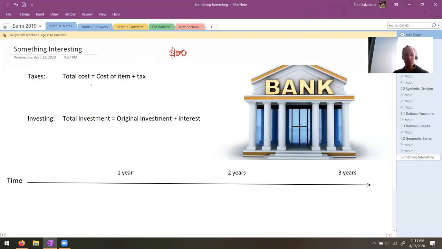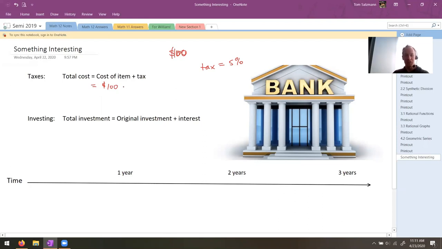So let's say I go to a store and I want to buy something. The total cost of whatever I buy is going to be the cost of the item, which in this case is going to be $100. And then let's say we're going to pay some tax. Let's just call it 5% because that's pretty typical for GST. So what I'm going to do is I'm going to pay $100 for the item, and then I'm going to pay the tax extra. This should not be a surprise to you.